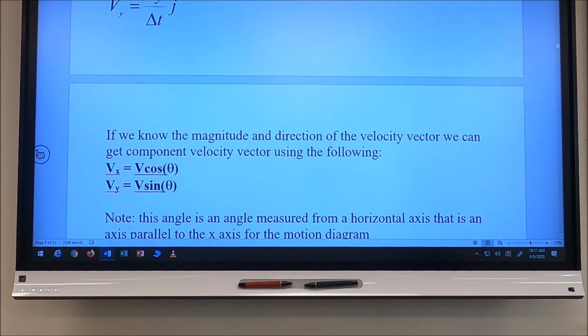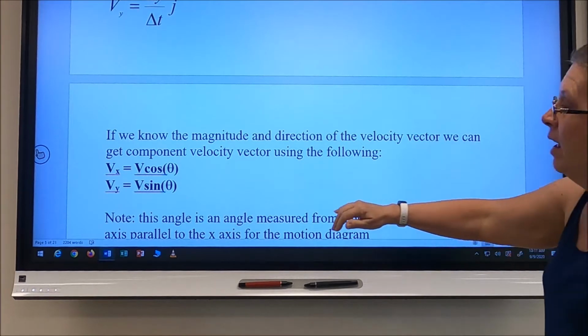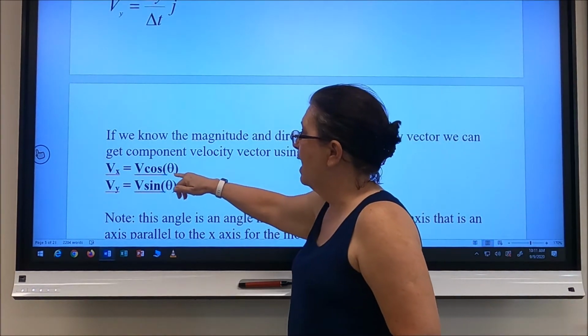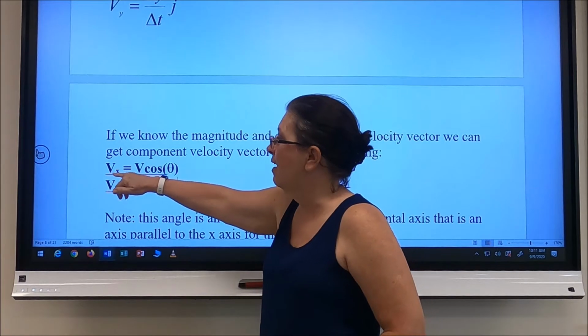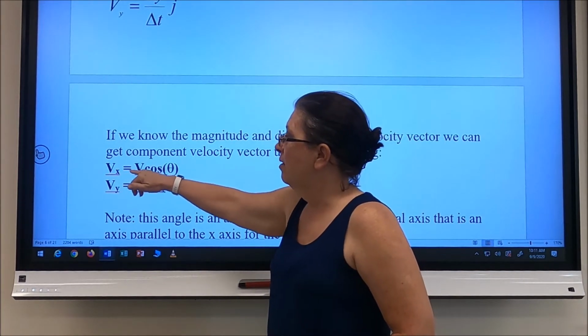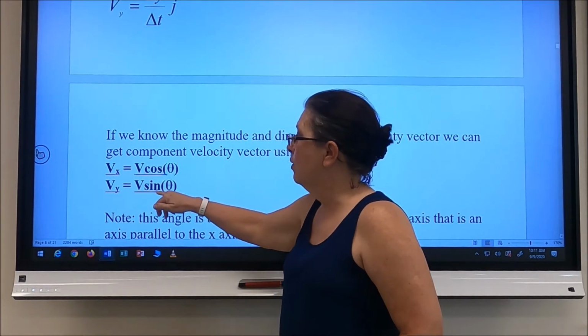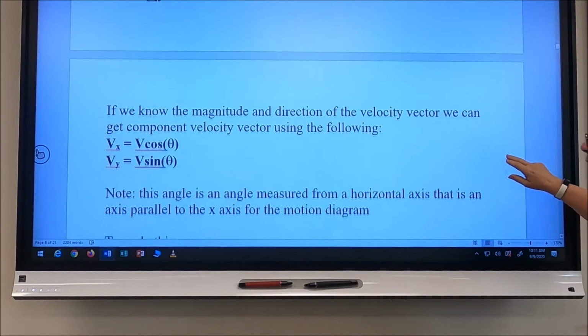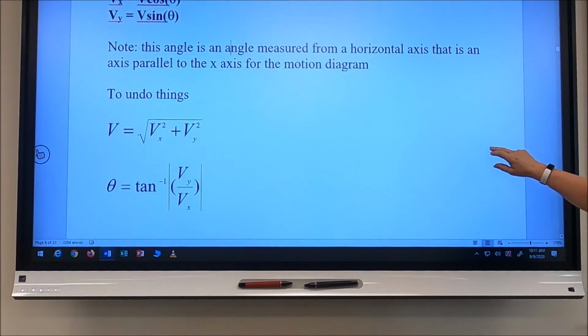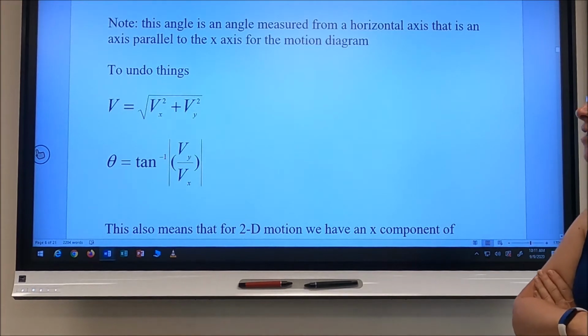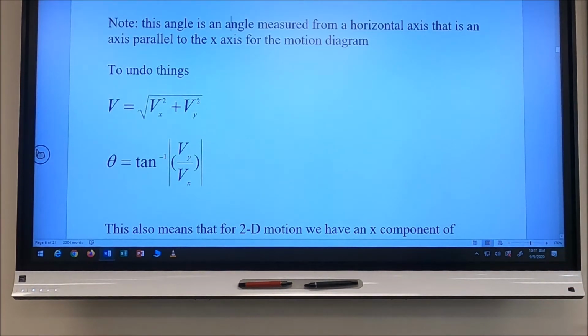And we know that the magnitude and direction of a velocity vector, we can think of in component form. And if we know the magnitude of the velocity and the angle it makes with the x-axis, we can say velocity in the x direction, its magnitude, is equal to the velocity times the cosine of theta. Vy is equal to v sine theta. Again, we're using right triangle stuff. And if we want to undo that, the magnitude of the velocity equals the square root of vx squared plus vy squared, and the angle theta from the x-axis is equal to the inverse tangent of vy over vx.